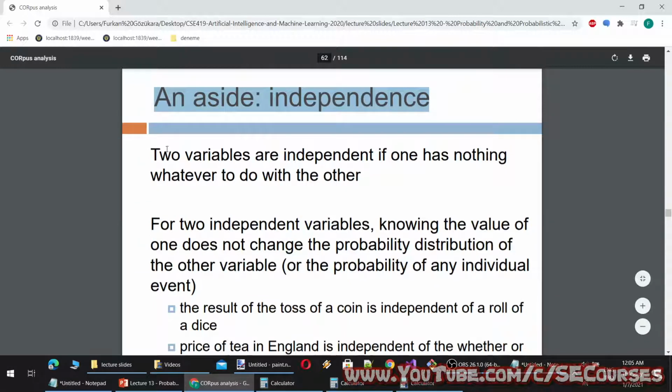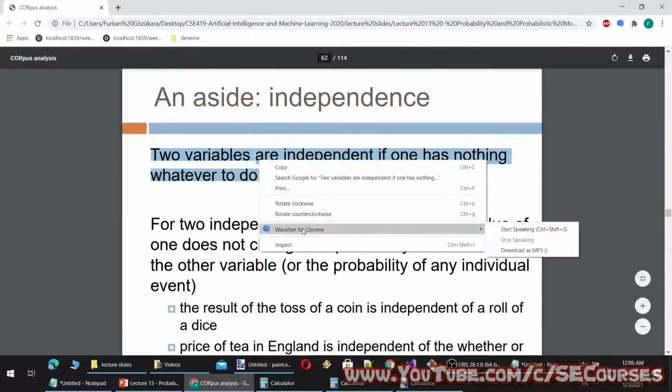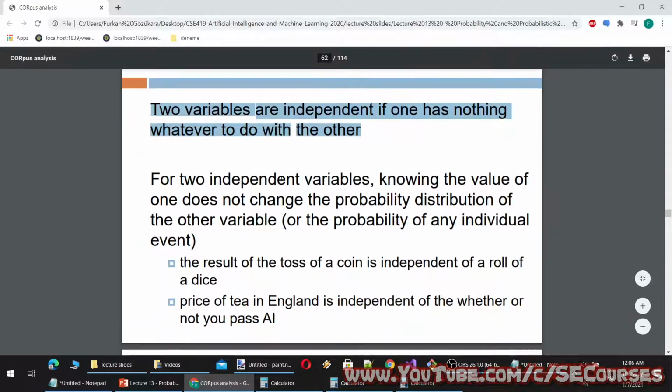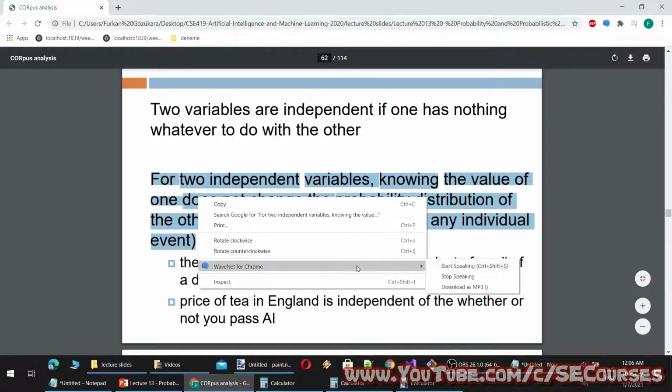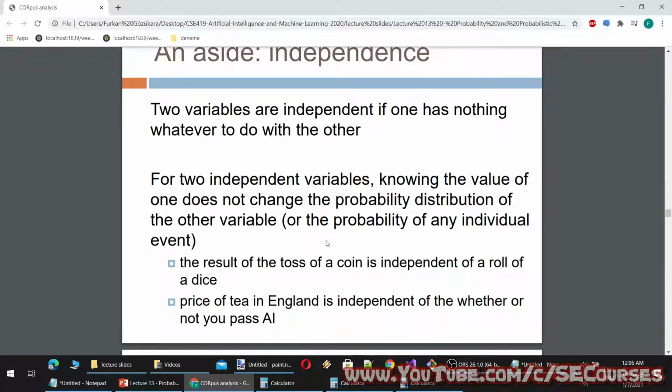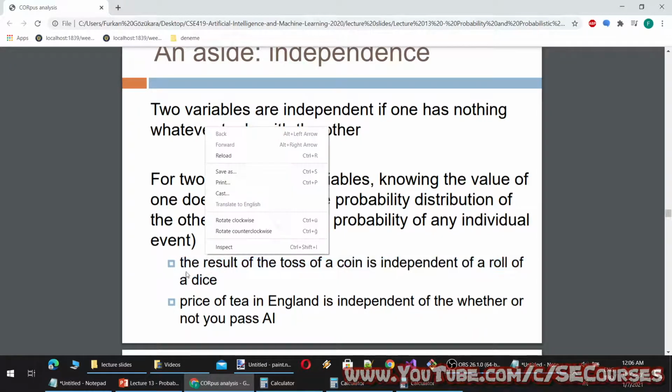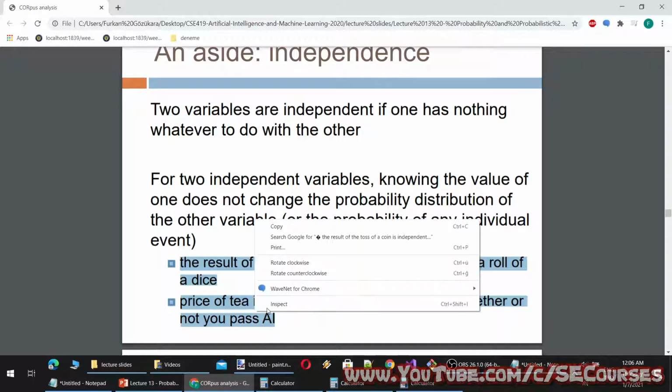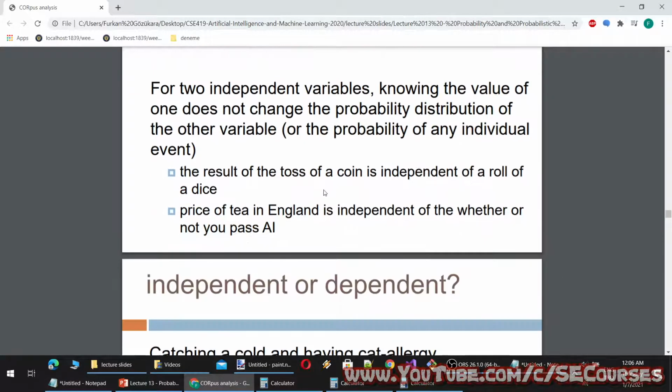An aside, independence. Two variables are independent if one has nothing whatever to do with the other. For two independent variables, knowing the value of one does not change the probability distribution of the other variable or the probability of any individual event. The result of the toss of a coin is independent of a roll of a dice. The price of tea in England is independent of whether or not you pass AI.